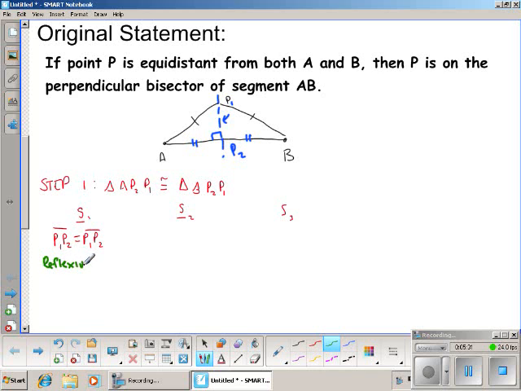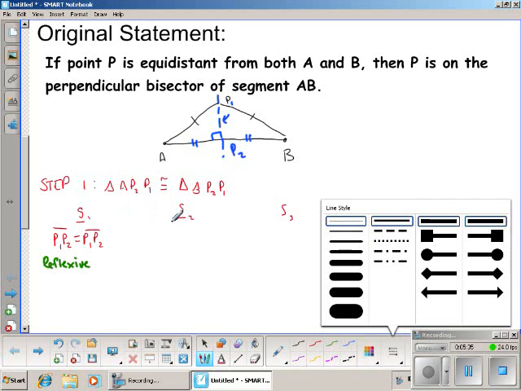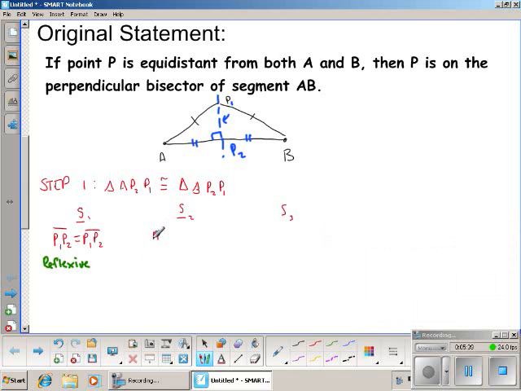Okay. For side 2, let's go to the outside ones, the diagonal ones. I know that AP1 is congruent to BP1. And that's because, what am I thinking? That's not because of reflexive. That's something I can actually take directly from the givens. It's given that point P is equidistant from AB, so I can claim clearly that this is a given statement.